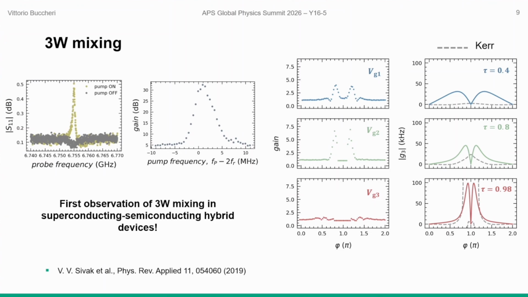To the best of my knowledge, this is the first observation of three-way mixing in a superconducting-semiconducting hybrid system, well, at least in this kind of device, while in other cases, four-way mixing has been reported.